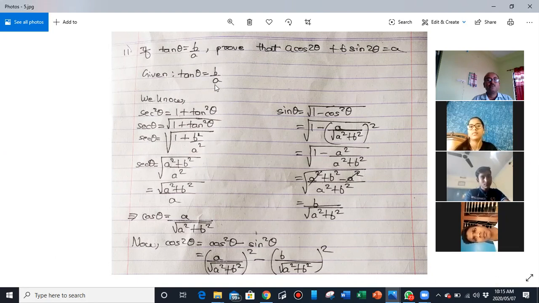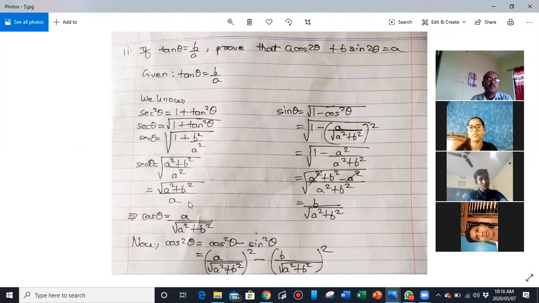So we'll start from here. Tan theta equals b by a. From this tan theta, you know sec square theta is 1 plus tan square theta. So sec theta is root under 1 plus tan square theta. So we will get sec theta equal to root under a square plus b square by a. And from sec theta, you can easily get cos theta, the reverse: a by root under a square plus b square.